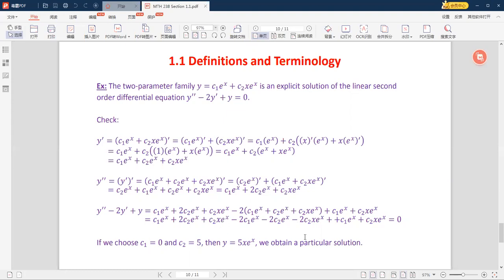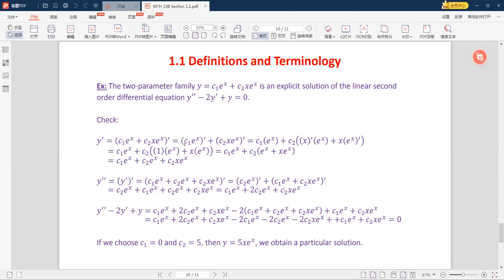C2x e to the x minus 2 C2x e to the x plus C2x e to the x. So again, they cancel completely. So everything is canceled. So we got 0. So that's exactly what the equation says. So that means the function does satisfy the differential equation.